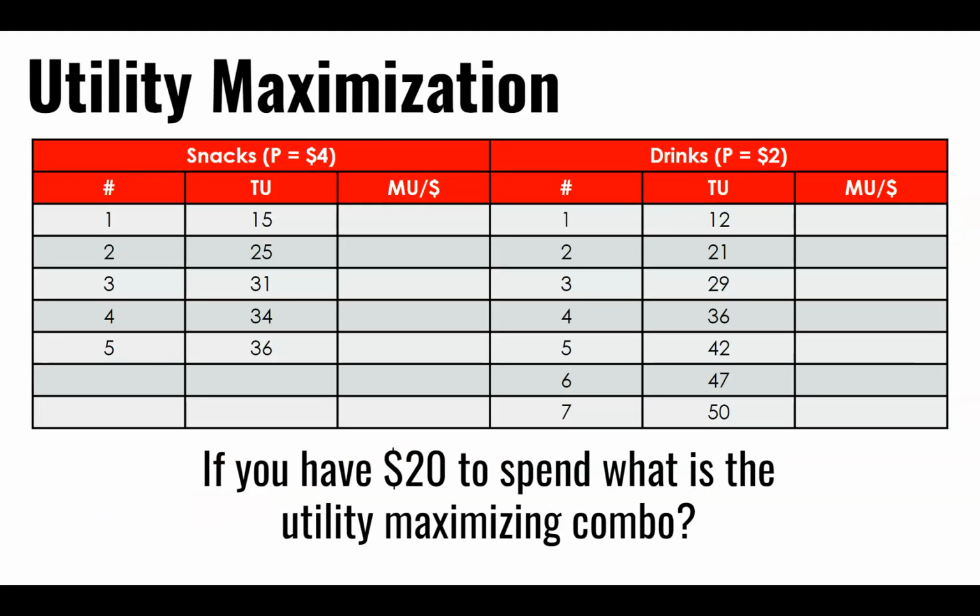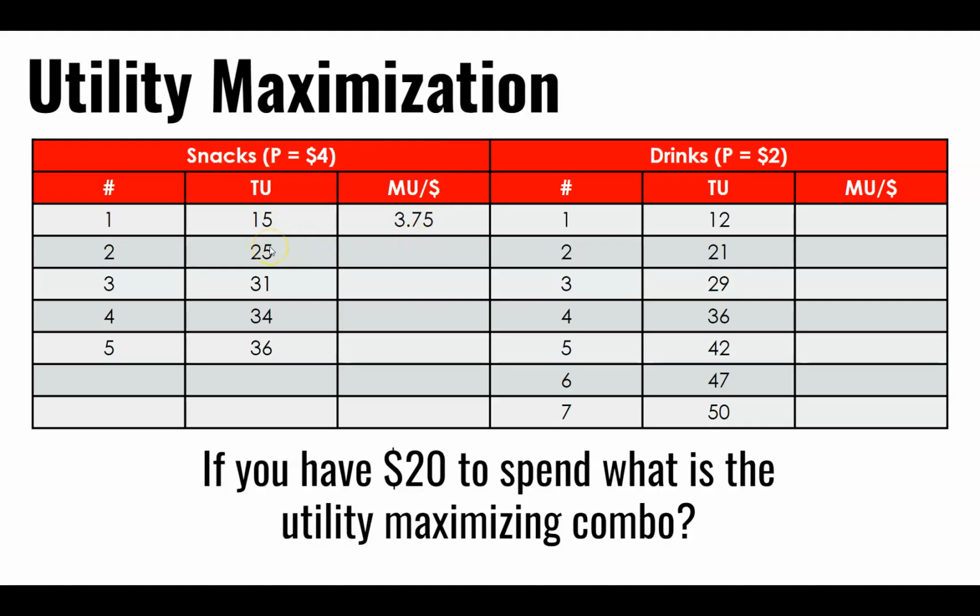You might get a question like this, where you've got 2 goods and you're presented with total utility. You're going to have to calculate marginal utility per dollar spent. If you've been given a budget of $20, we have to figure out what we're going to buy. So here's the process. I would take my marginal utility. In this case, the first snack adds 15, and so that's 15 marginal utils divided by $4 per snack. Tells me I get 3.75 utils per dollar on that first snack.